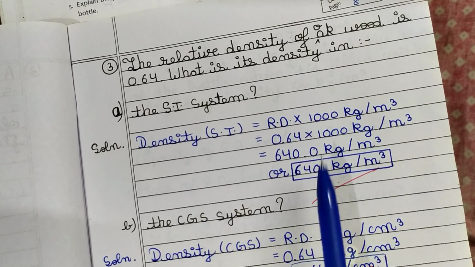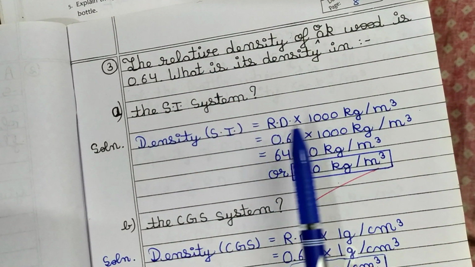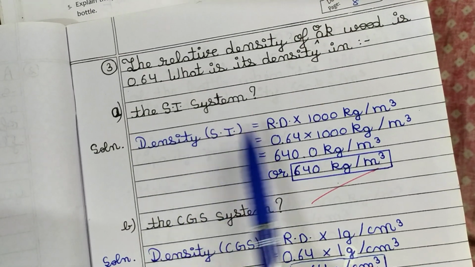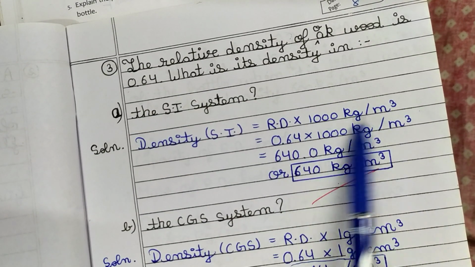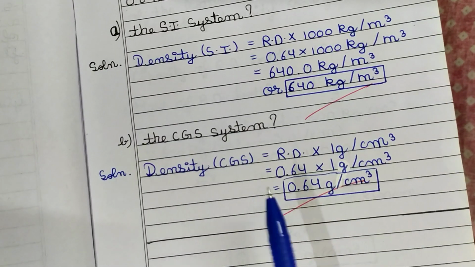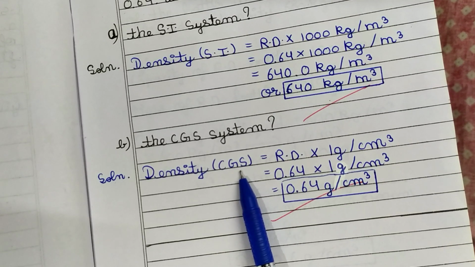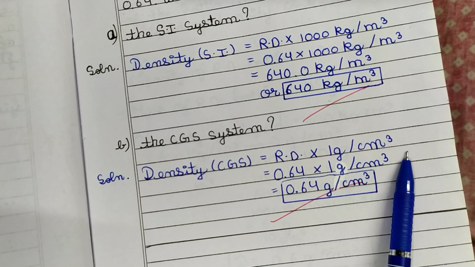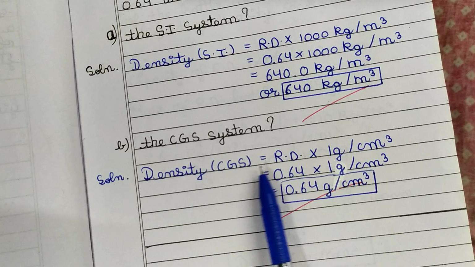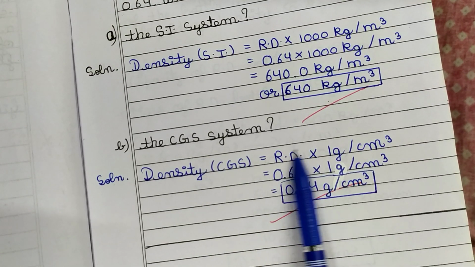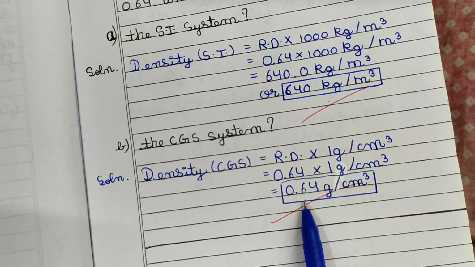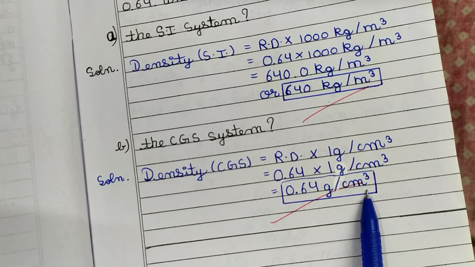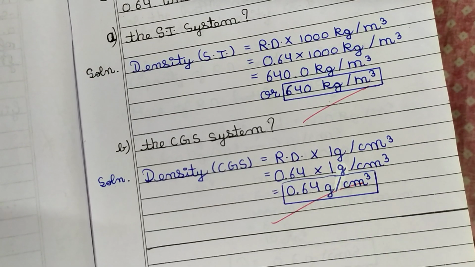Do remember children, if you are given the relative density and you need to determine the density back, then in SI system what we do? Given relative density into 1000 kg per cubic meter, and suppose if you have to find it in CGS system, then relative density into 1 gram per cubic centimeter. So here we need the density back, so it means relative density into 1 gram per cubic centimeter, that is 0.64 into 1 gram per cubic centimeter, that is 0.64 gram per cubic centimeter. I hope children it is clear to you.